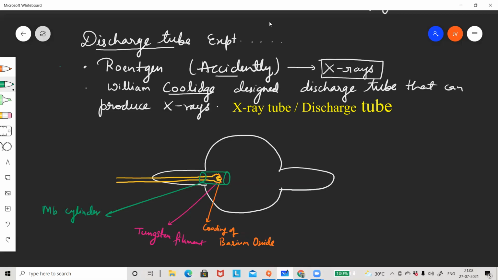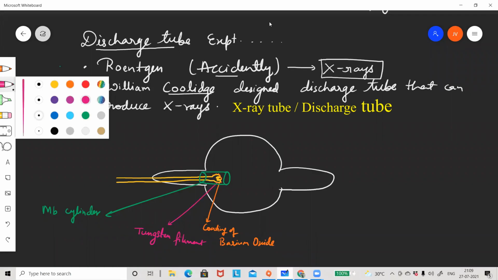These arrangements are to have a concentrated beam. Barium oxide will help more electrons to be produced. The molybdenum cylinder inside which the tungsten filament is placed will produce a concentrated beam of electrons, so that the intensity of electrons will be more when it hits the metal plate. So this is one. At the other end, we want a metal plate.